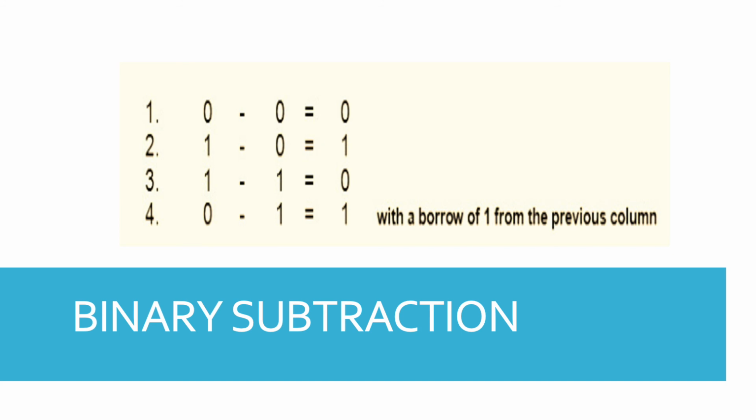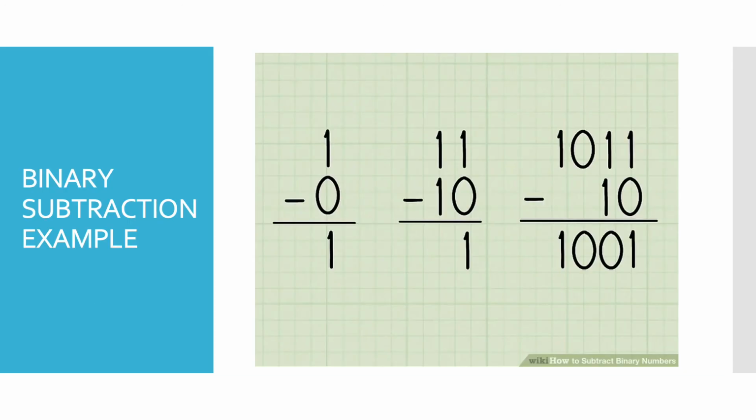Moving forward to the next topic, binary subtraction. Here also in binary subtraction we have to follow four simple rules, and the rules are 0 minus 0 is 0, 1 minus 0 is 1, 1 minus 1 is 0, and 0 minus 1 is 1 with a borrow from the previous column as we do in decimal number system. On the screen you can see three examples of binary subtraction are given. So let's understand the subtraction through these examples.